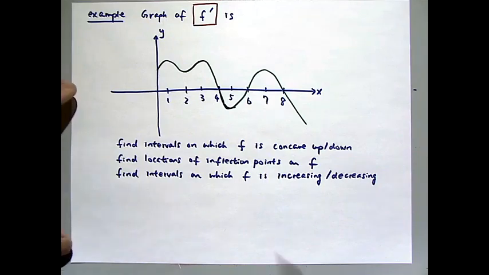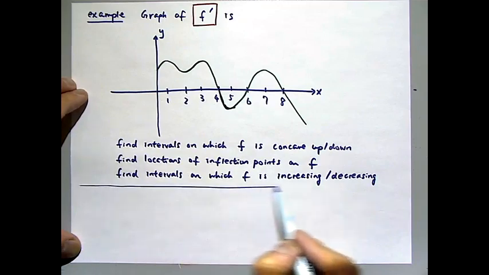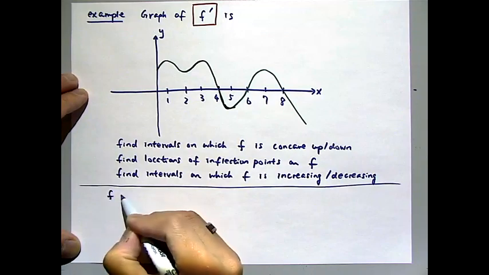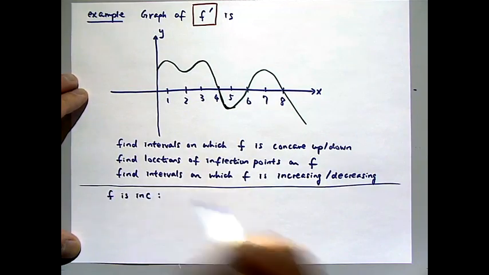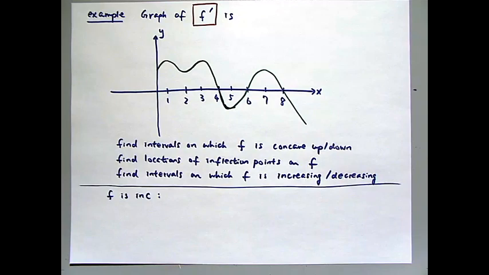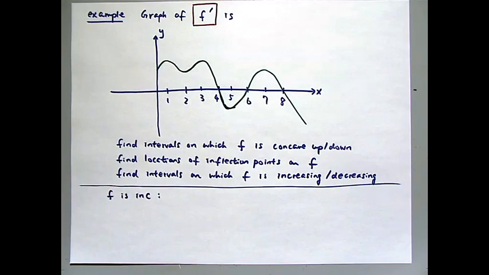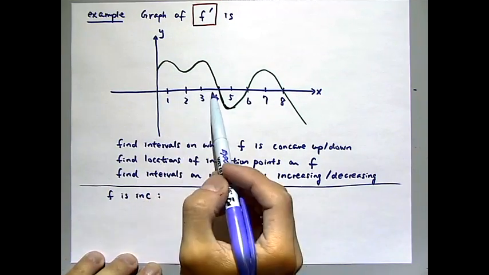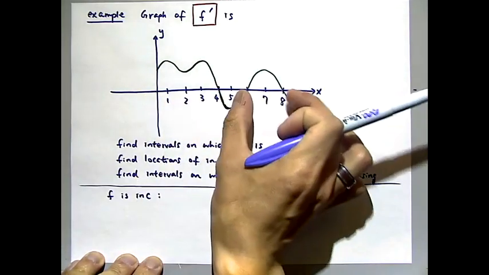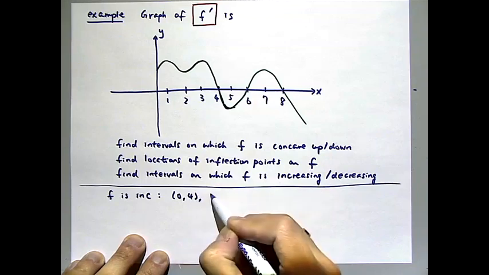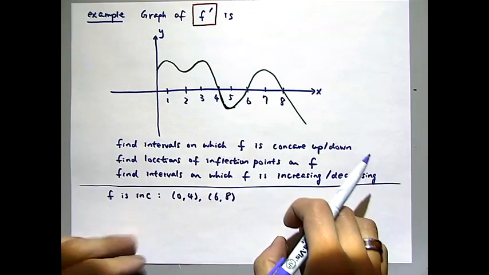All right, that's close enough to 3. So let's start with the increasing and decreasing. On what intervals is the function f increasing? And how did you know that? Right, exactly. 0 to 4, 6 to 8. f prime is positive on 0 to 4, 6 to 8. Good. Any question on that?